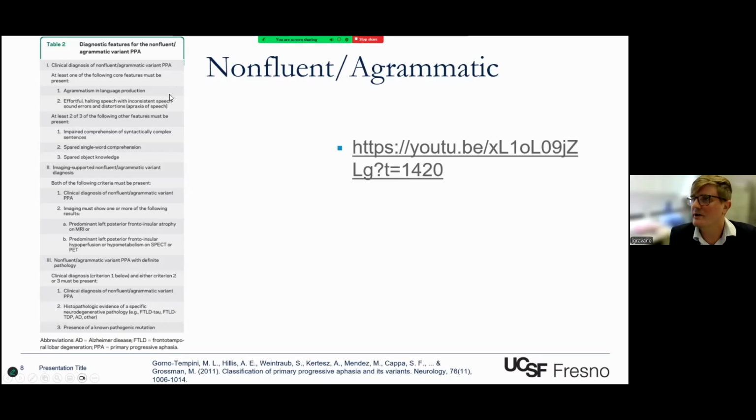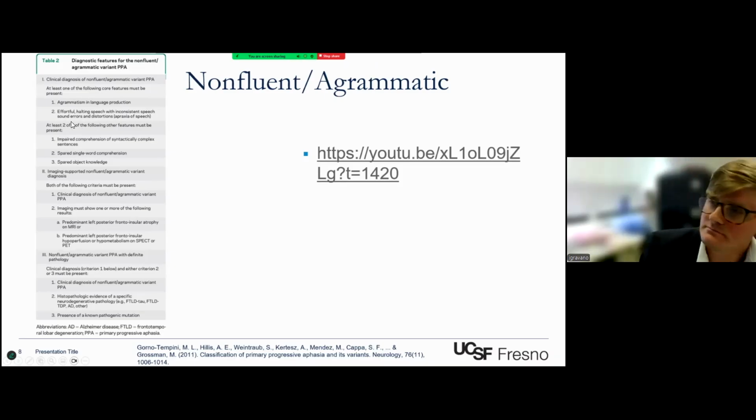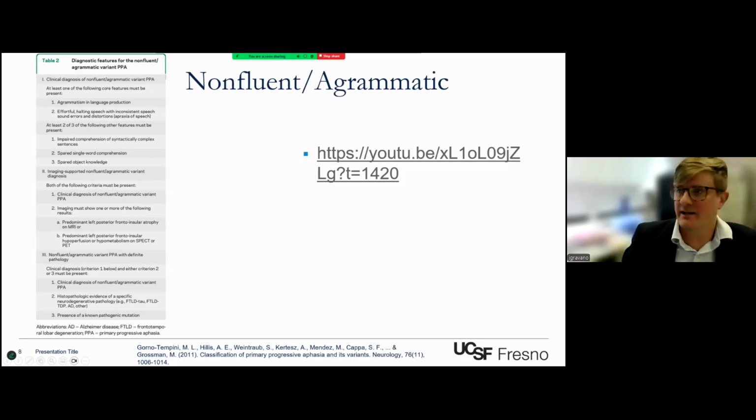So starting with the non-fluent variant, how is this clinically defined? Well, there's agrammatism in language production, which means that the words don't come out in the right sequence and with the right references when it does occur spontaneously. And then the second thing here is effortful production. So everything is more effortful in producing language, as well as halting with speech sound errors that likely come from apraxia of speech. So these are the core features. They must be present. And the other features here are two of the three.